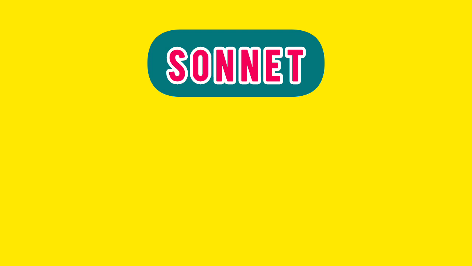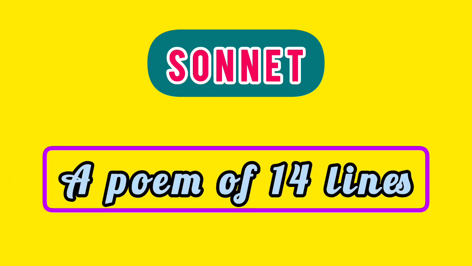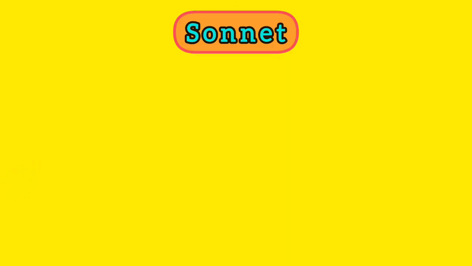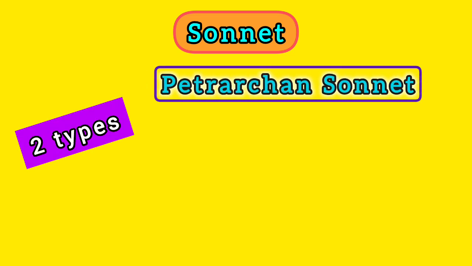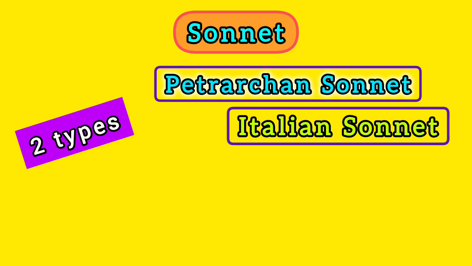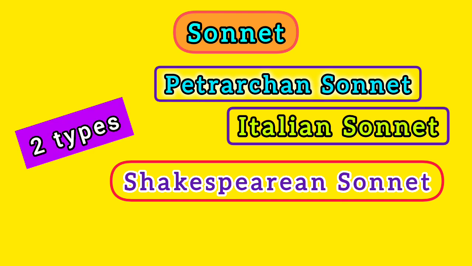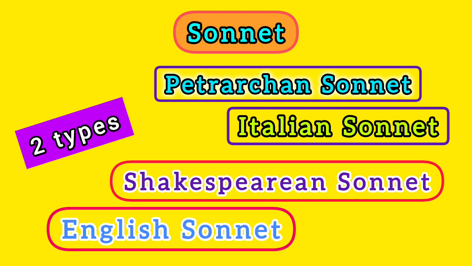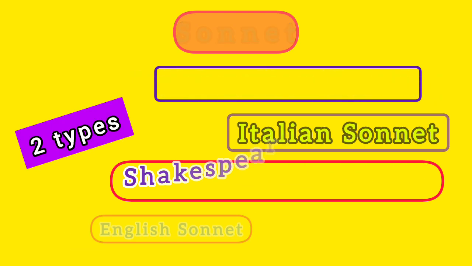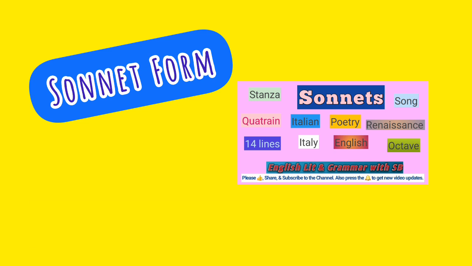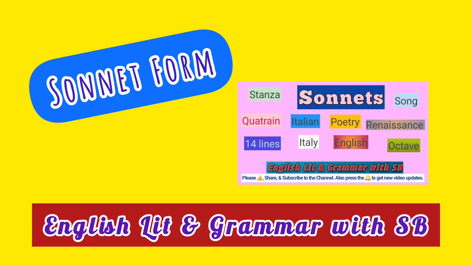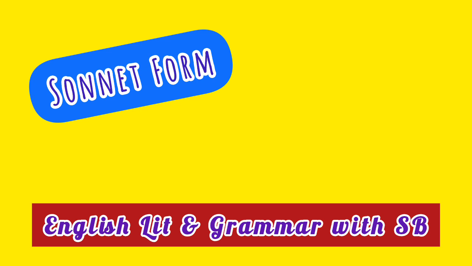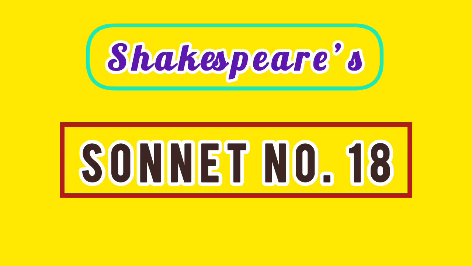And as far as the term sonnet is concerned, it's a poem of 14 lines. Already we got to know that a sonnet is of two types: the Petrarchan sonnet or the Italian sonnet, and the other form is the Shakespearean sonnet or English sonnet. So, to get a proper view of the sonnet form, please view my video on sonnet form and other forms as well. Now, let's focus on Shakespeare's sonnet number 18.